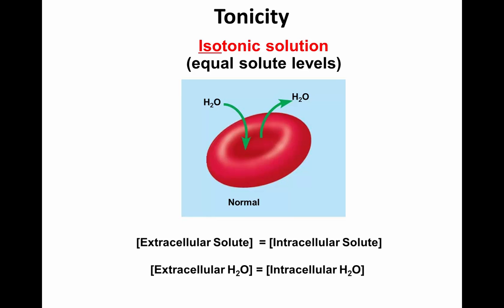Here we have a cell that has an extracellular solution that is isotonic to the intracellular solution. The solute concentrations on both are equal, so therefore the water concentrations are both equal. There is no concentration gradient, so there is no net diffusion of water, or osmosis, into or out of the cell. The cell shape will not change.